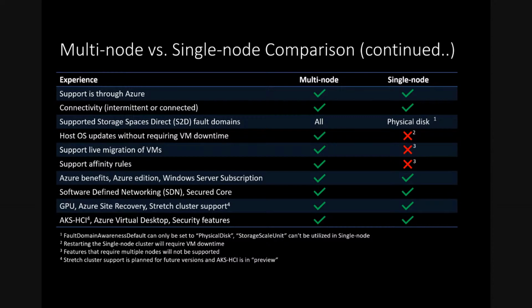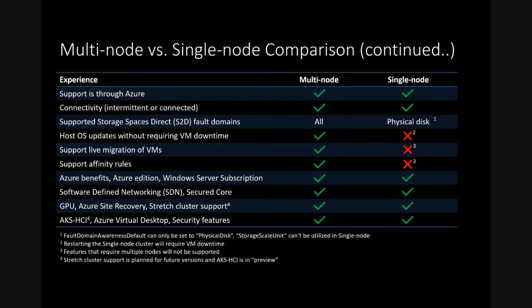Host updates: if the host itself needs to update, it will, of course, require the VMs to go down, because the VMs will not live migrate to another node, since there's no other node, right? So this is expected, and that is the difference. You cannot do live migration. You cannot do affinity rules, which is probably all expected.